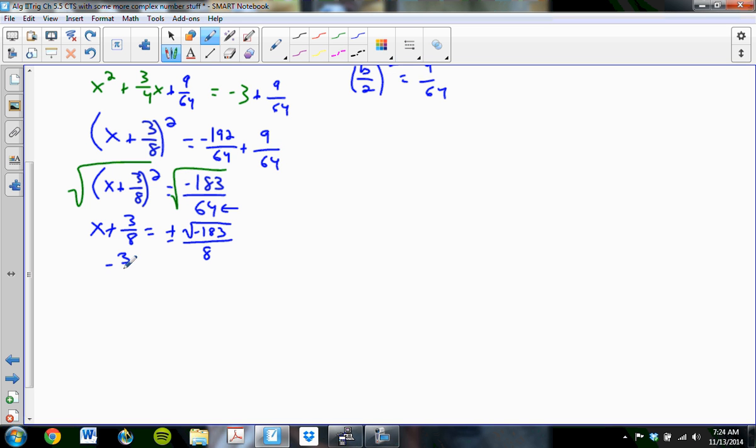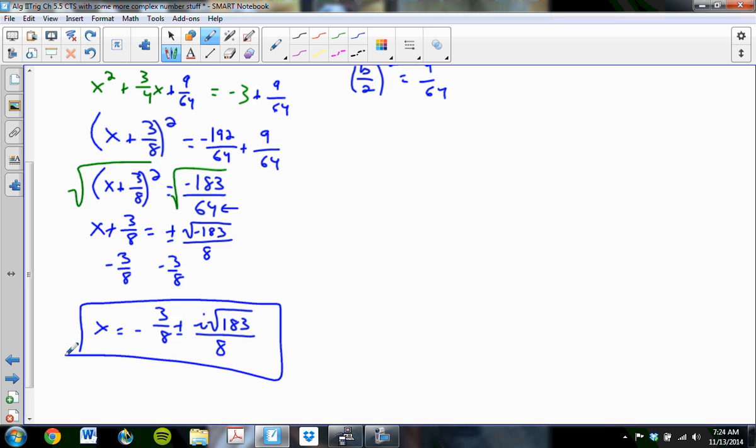So I subtract 3/8 from both sides. I'm left with x = -3/8 ± i√183/8. And that's my solution. I keep this split up. There's a real part and an imaginary part. If I could reduce or simplify this radical, I would. I don't think 183 simplifies.